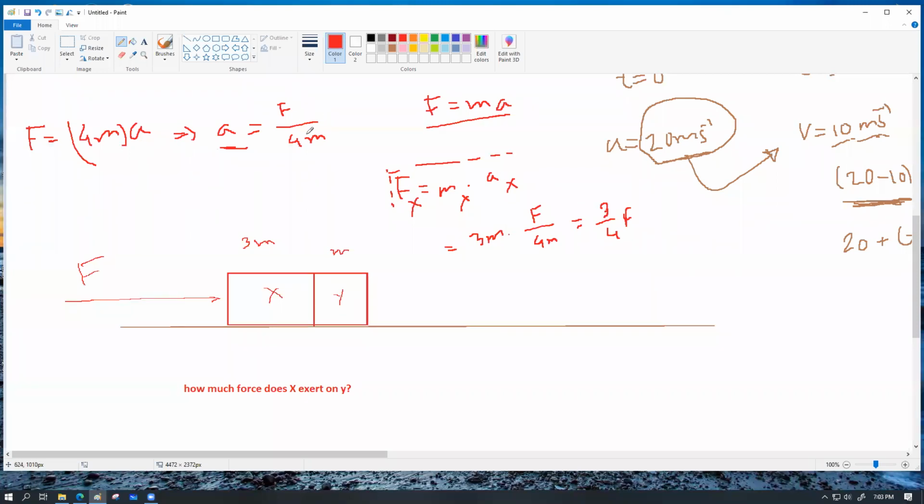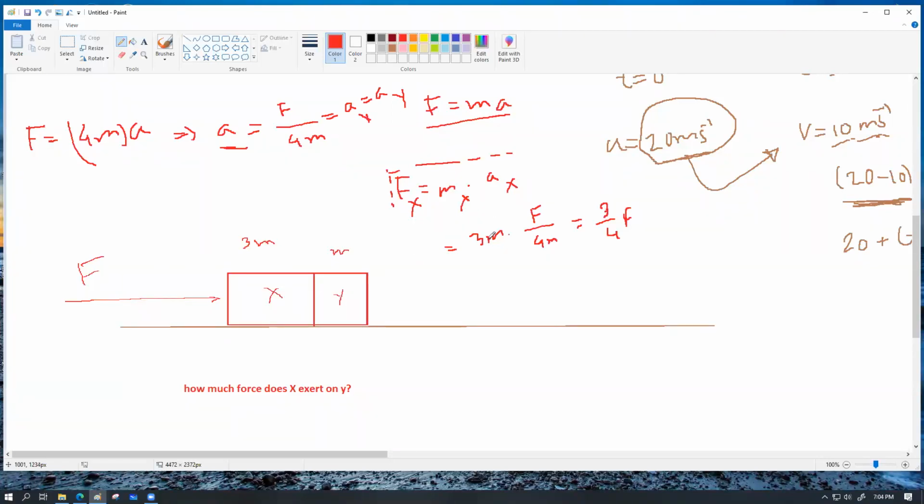How much force is required by the object x to maintain an acceleration of this much? So if I write a equals to this, this acceleration is basically equal to the acceleration of x. It is also equal to the acceleration of y. Do you agree to this? Both the objects have the same acceleration. Yes. So that's what I replaced over here.